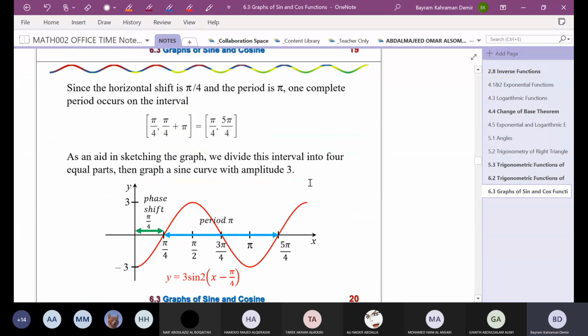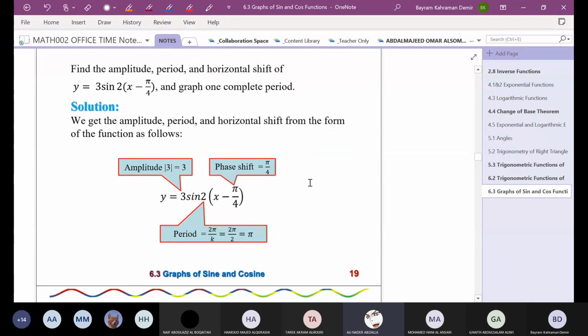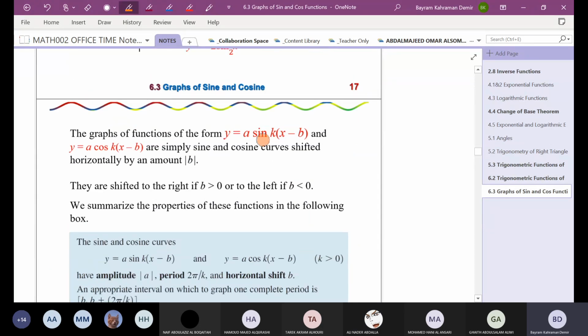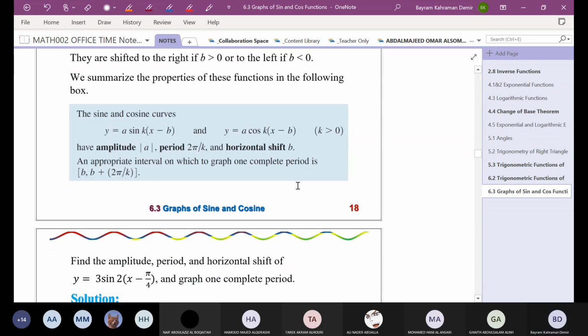Doctor, why did he put the coefficient of x outside the parentheses? Yeah, to see if you have x minus b, right? You need to just look at the form, you see? Like this, Shabab. K times x minus b. Just follow the form. So when you write k times x minus b, you will see the horizontal shift. Okay?